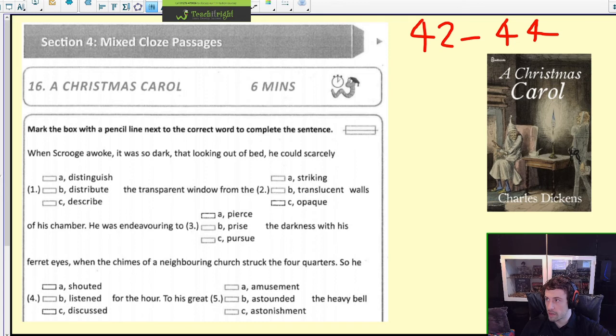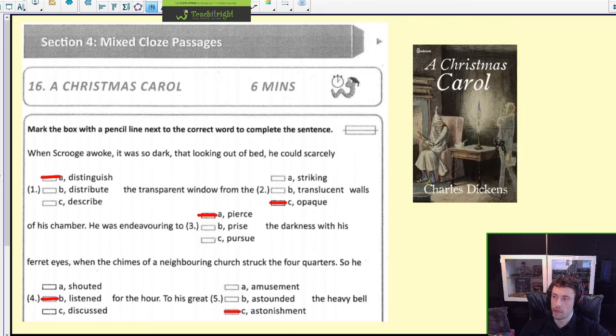Okie dokie. Let's have a look. So, I'm just going to read out and I'll highlight the correct answers and try and read out the sentences as we go through. So number 1, when Scrooge awoke, it was so dark that looking out of bed, he could scarcely distinguish the transparent window from the opaque walls of his chamber.